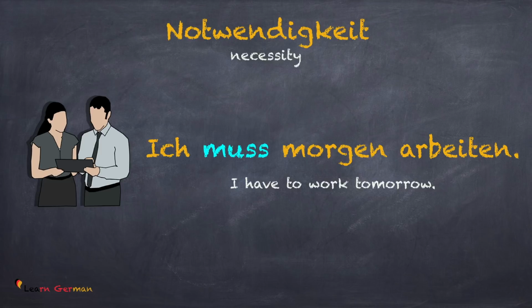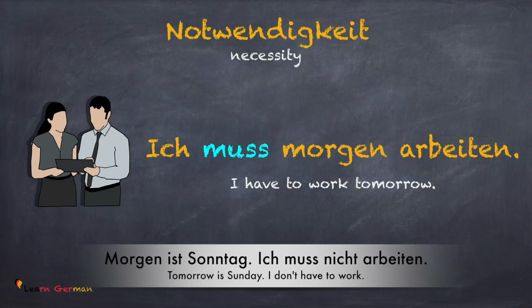You can also say Ich kann morgen arbeiten. But in that case, it wouldn't be a necessity. It would be an ability. For example, that you have time and you can say Ich kann morgen arbeiten. So basically, the situation really defines what modal verb you should use. Coming back to the sentence, it can also be negated. You can say, Morgen ist Sonntag. Ich muss nicht arbeiten.